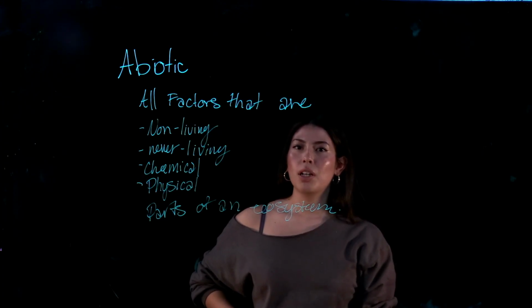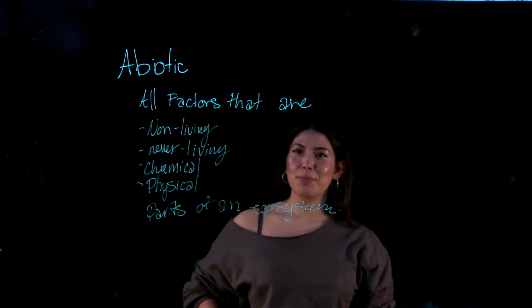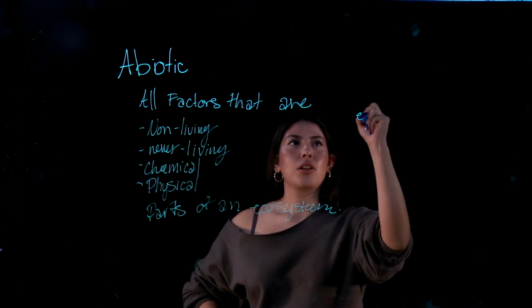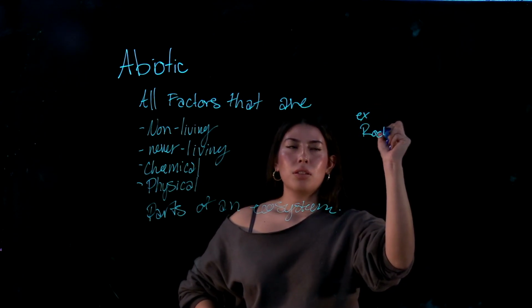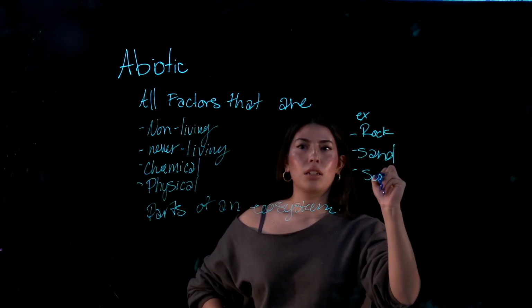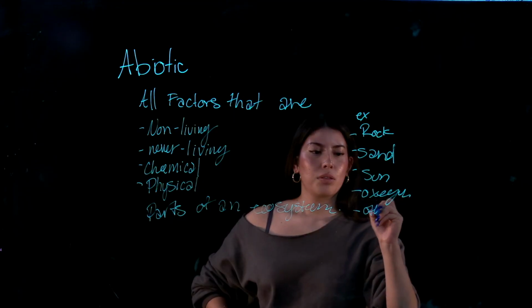Our formal definition for abiotic factors is all things that are non-living, chemical, or physical parts of an ecosystem. Abiotic factors of an ecosystem have never been alive, and will never become alive. This means that everything in an ecosystem is considered either biotic or abiotic. So for example, think rocks, sand, sun, oxygen, and other minerals.